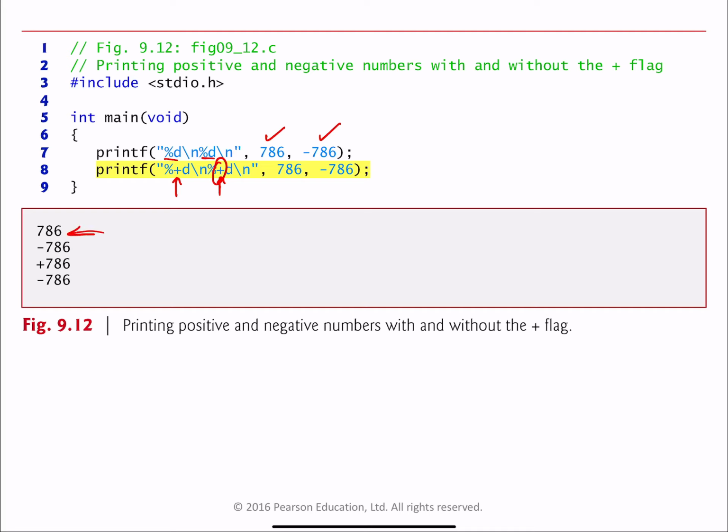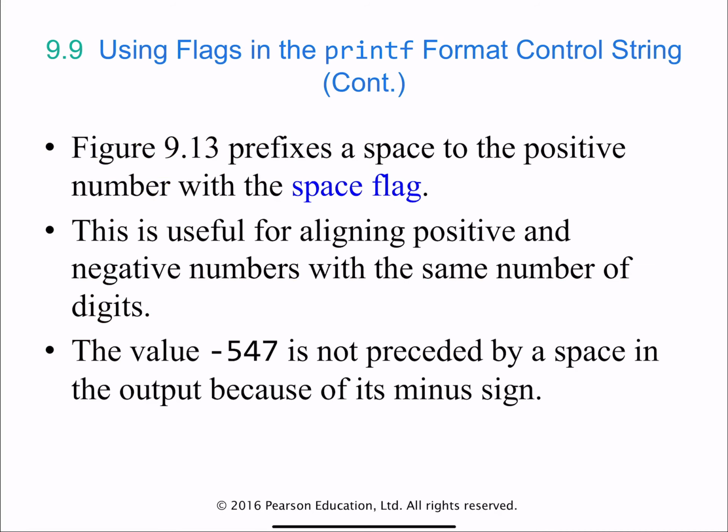When I print out the positive number without the plus sign in the conversion specifier, it just shows up like it always does, left aligned as a simple unsigned positive number. The negative number displays with the minus sign, of course. But when I do the same thing, but add the plus flag to the conversion specifier, 786 prints out with a positive sign, with a plus sign.